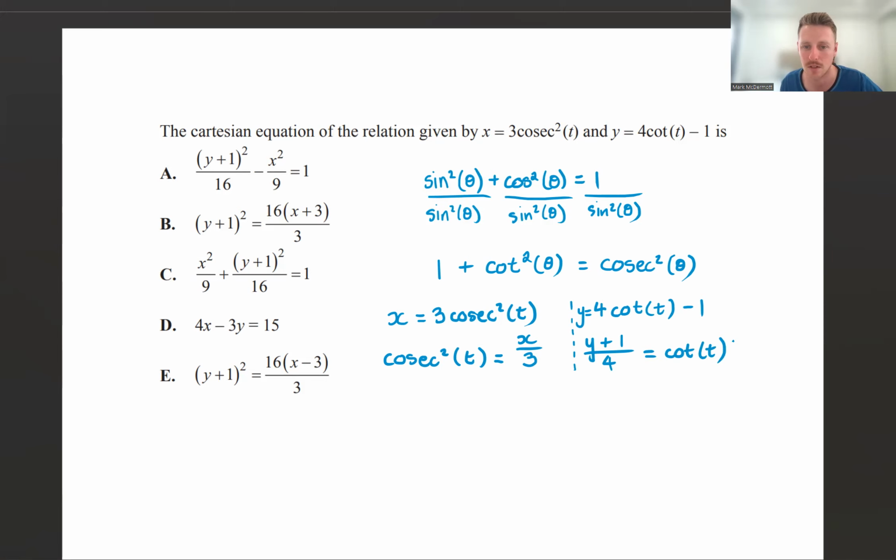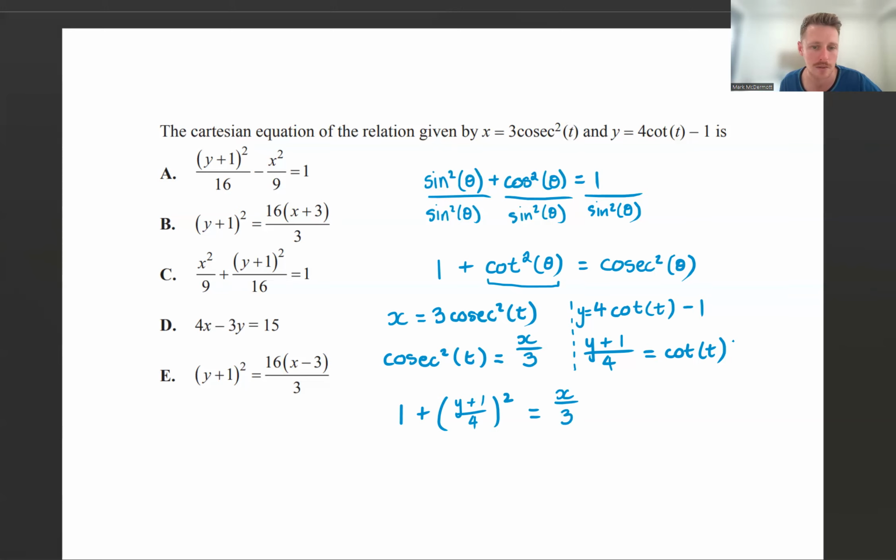Then our job is to substitute these two bits of information into our identity. So 1 plus cot squared. We can see that the cotangent of t is y plus 1 on 4, but we need to square that. So what we substitute in here is y plus 1 on 4 all squared, and that equals the cosecant squared of theta, or in our case, t. So this equals x on 3.